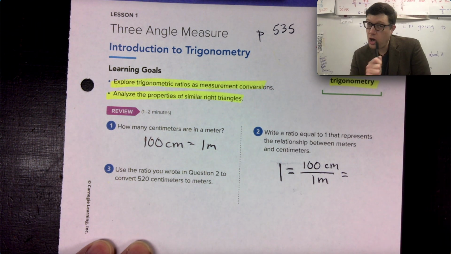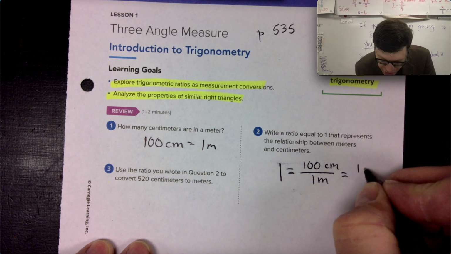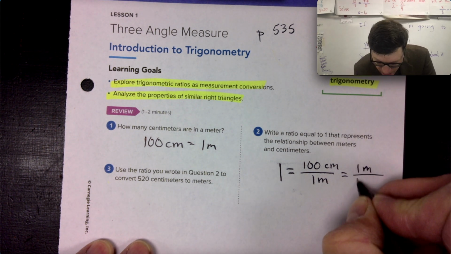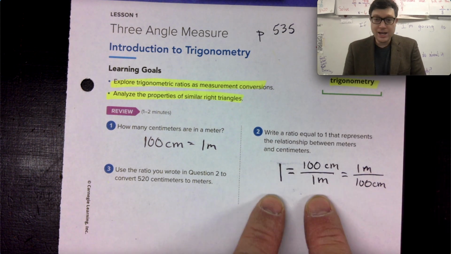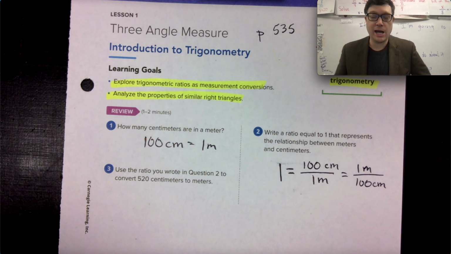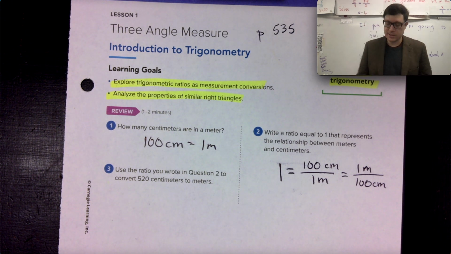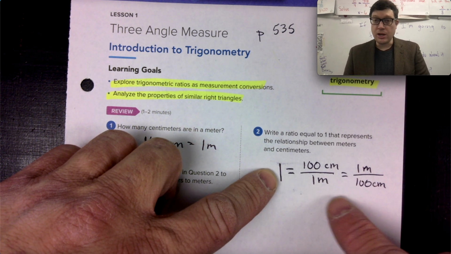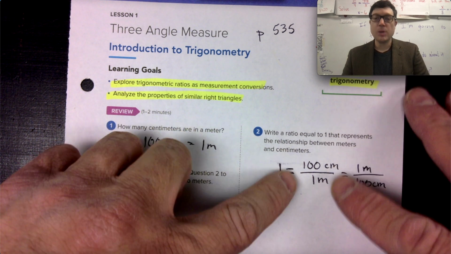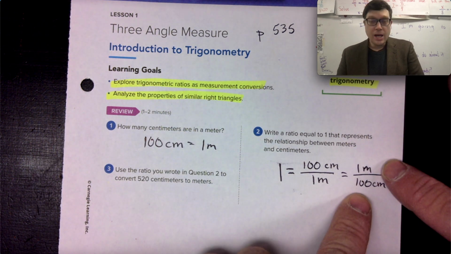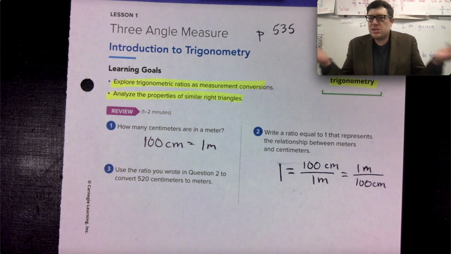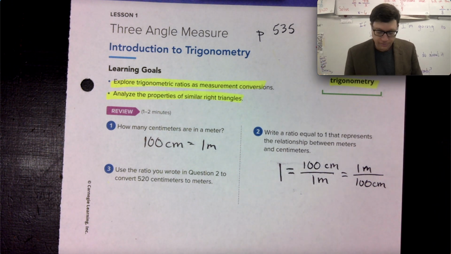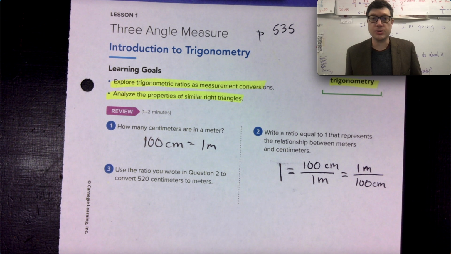But we could also flip this fraction and put meters on the top and centimeters on the bottom. These three values are all the same. They're all equivalent because we're talking about unit length, and so 100 centimeters is the same as 1 meter, and therefore if we switch that fraction around, it's still the same, so it's still actually equivalent. Therefore, I wrote, well, 2 ratios.